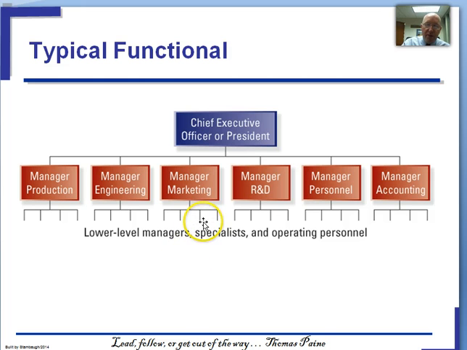The advantages of this type of organization is it's easy to centralize decision making. It tends to be cost effective because you don't have any repetition. In other words, all the marketing people work in one place. You can also often develop a strong core competence because everybody works together.